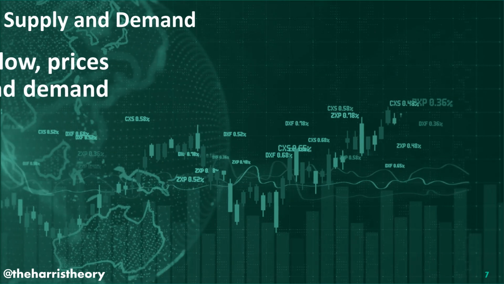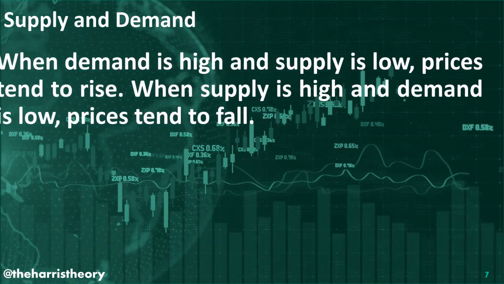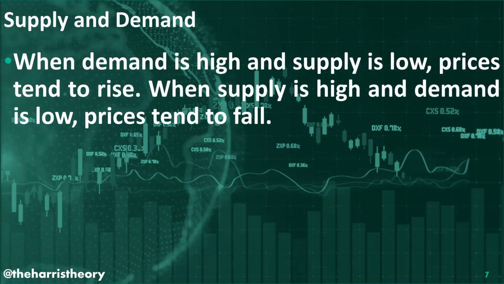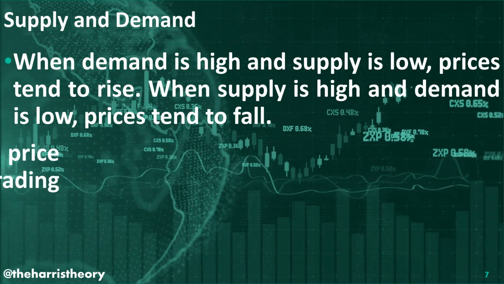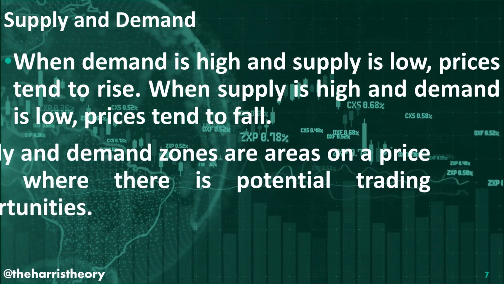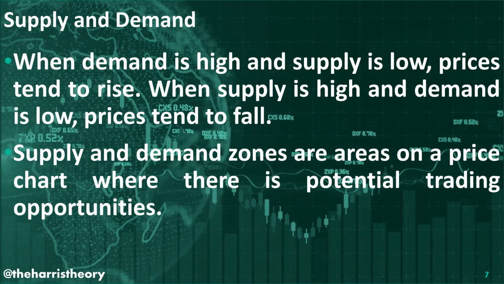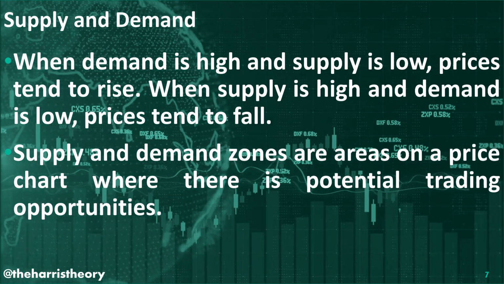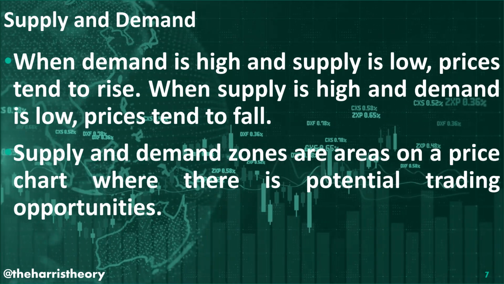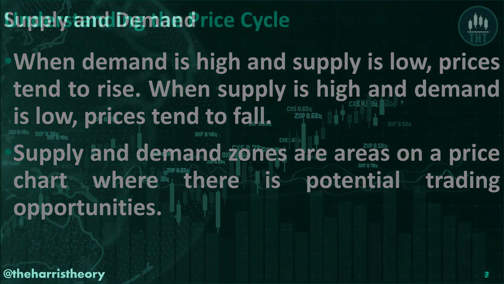When demand is high and supply is low, prices tend to rise. When supply is high and demand is low, prices tend to fall. So supply and demand zones are areas on a price chart where there's potential trading opportunities. Nothing is a given in this game, so it's important to recognize this. It's about finding potential opportunity.